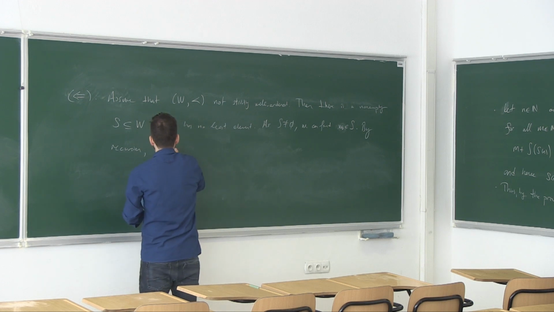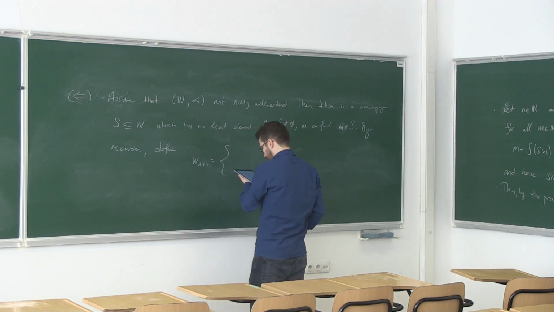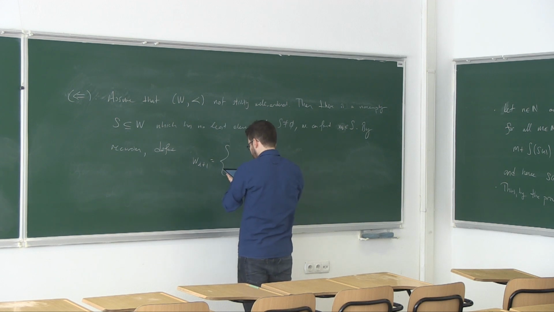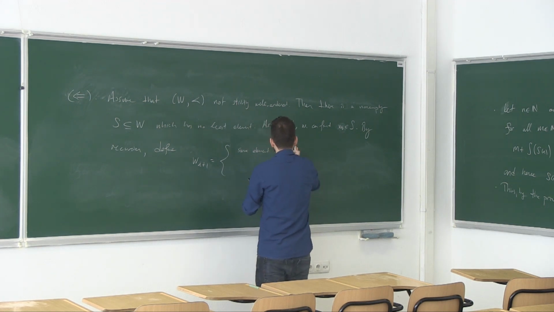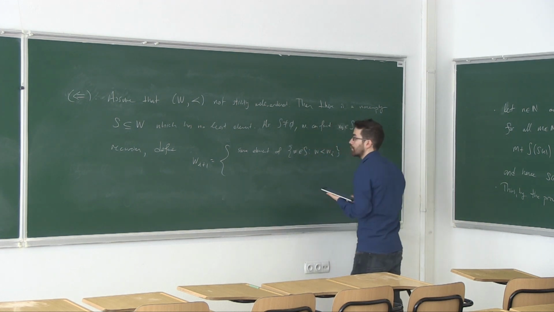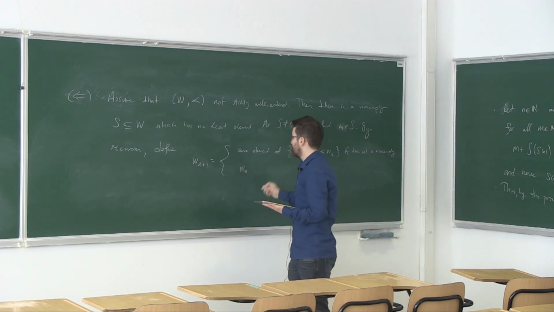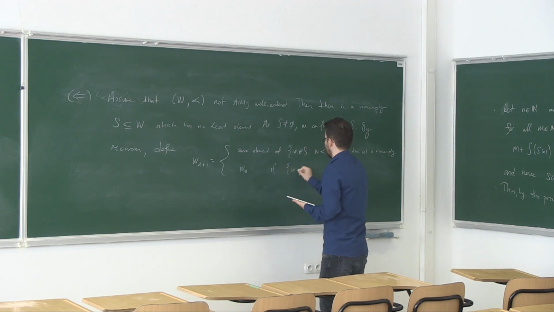By recursion, define W sub I plus 1 to be the least element of some element of this set if this set is non-empty, and I'm defining it to be W0 if this set is empty.